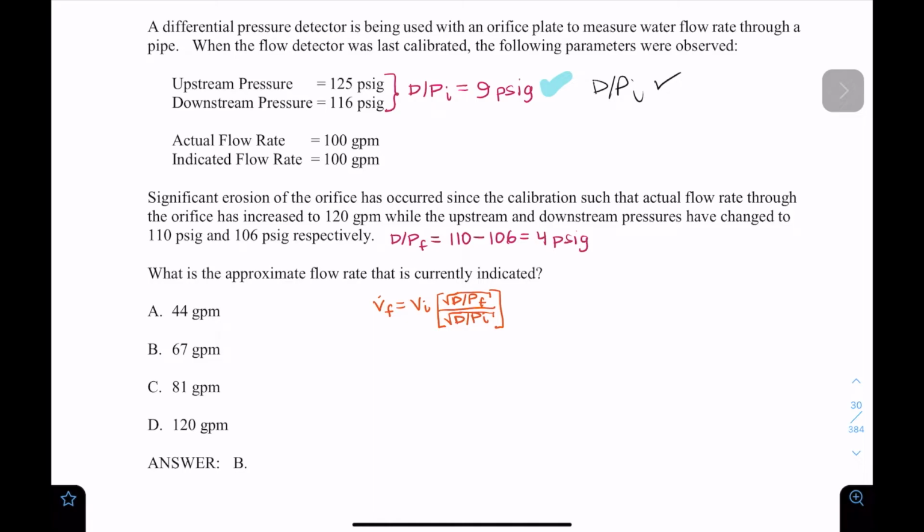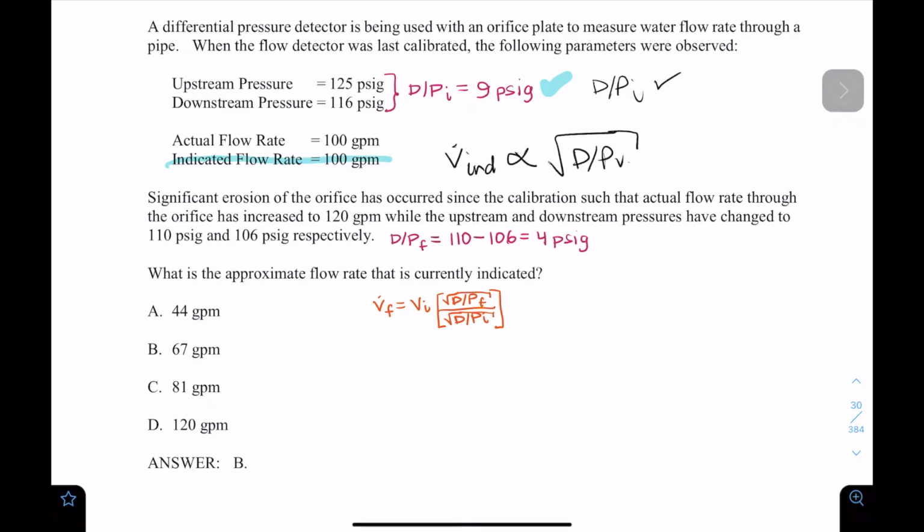Now, they're telling you the actual flow rate and the indicated flow rate. Remember what the formula says: volumetric flow rate indicated is proportional to the square root of the differential pressure. So we just need to remember that this is an X parameter, because we don't know which one it is. But the formula is saying that the volumetric flow rate indicated is proportional to the square root of the differential pressure. So this is the value that we need to use.